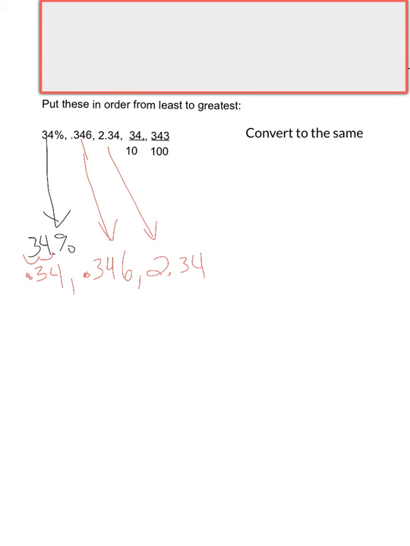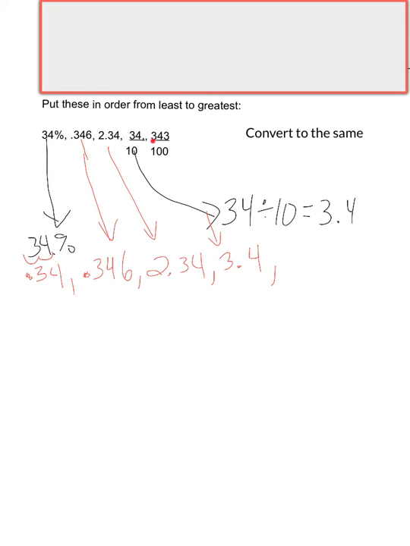We go to the next one, 34 over 10. That is not a decimal. So in order to go from a fraction to a decimal, I am going to simply divide. So right here, I would do 34 divided by 10, and that's going to give me an answer of 3.4. So I can write that right here. That's 3.4.